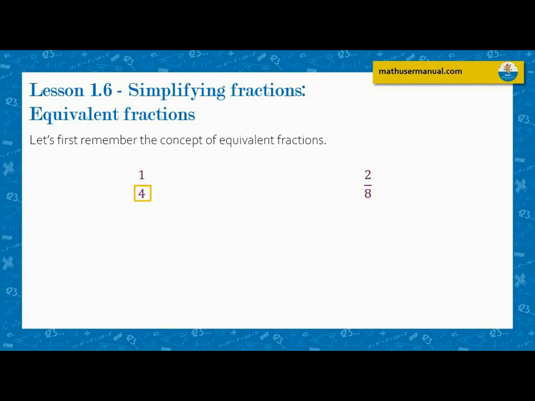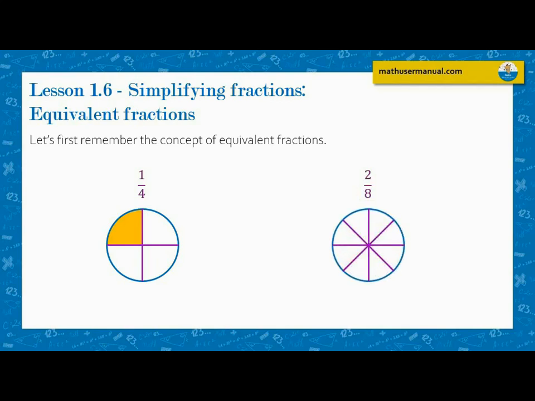We have 1 over 4. 4 is the denominator, so that means any shape with 4 equal parts. And 1 is the numerator, so it means one of those parts is going to be painted. Then we have 2 over 8. 8 is the denominator, so let's make the same circle, but now in 8 equal spaces. And only 2 of them are going to be painted because 2 is the numerator. Let's paint them, 1 and 2.